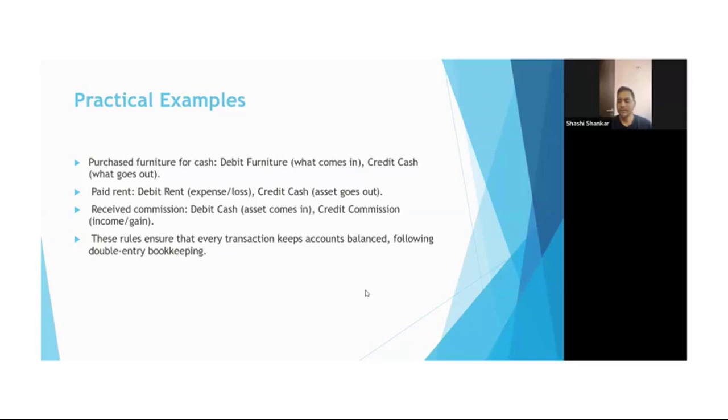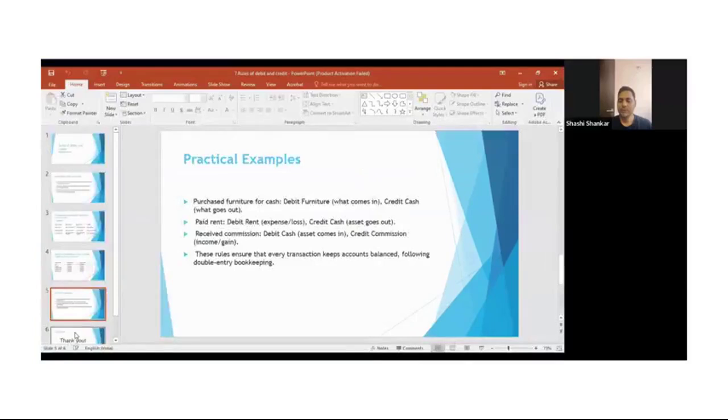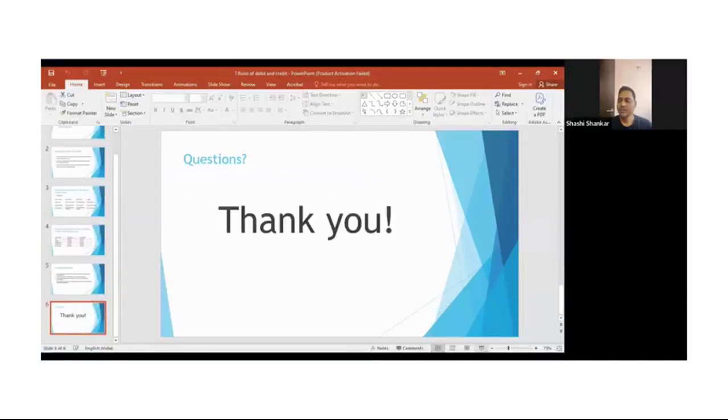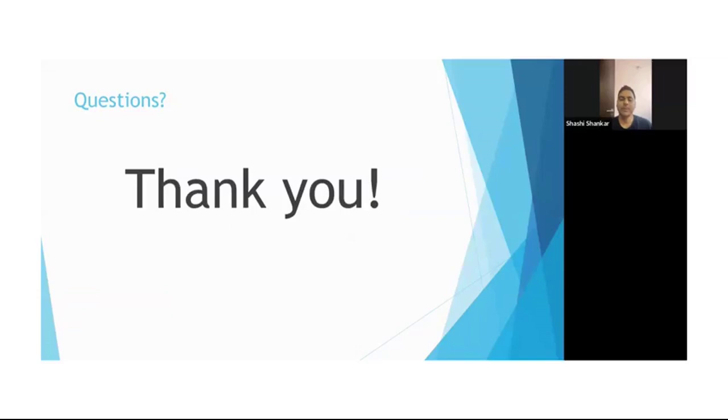Just to summarize, the golden rules are very important. It is the rule applicable to all transactions: first classify them as real, nominal, or personal account, and based upon that apply the rule to decide which account will be debited or credited.